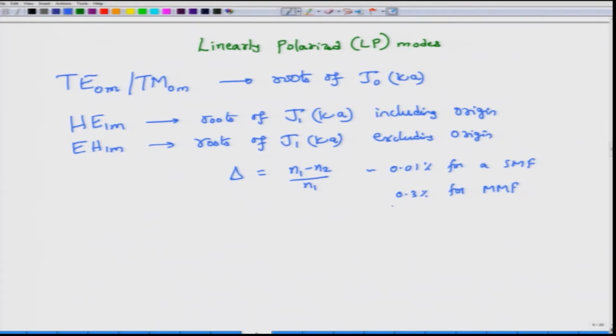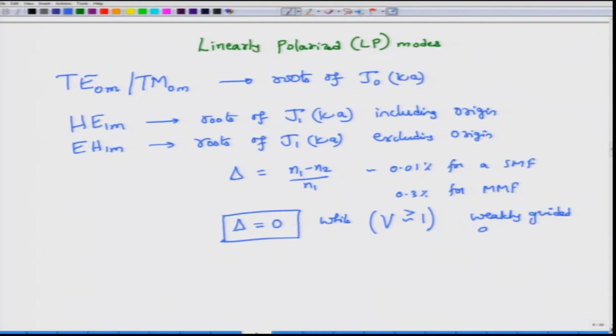So, we can simplify the solution of the characteristic equation as well as the structure of the modes by mathematically taking this delta equal to 0. Taking delta equal to 0 while requiring that V be greater than or equal to 1 is what is called the weakly guided approximation. The idea here is that since for all practical purposes delta is so small, just about 0.01% for single mode fibers or about 0.3% for multi mode fibers, we can treat n1 as almost equal to n2.